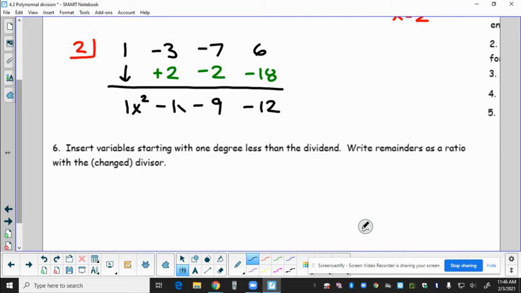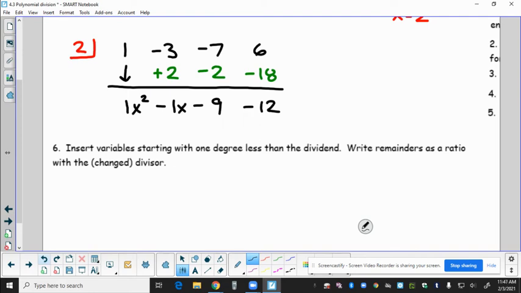Write the remainders. Well, write it in standard form. Okay, that's x to the first, right? This would be x to the 0. We don't need to write x to the 0, do we? No, we don't. We don't even need that first power. So what's this over here?